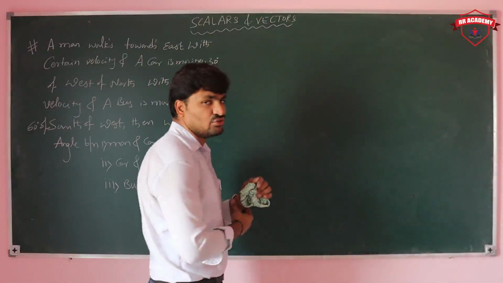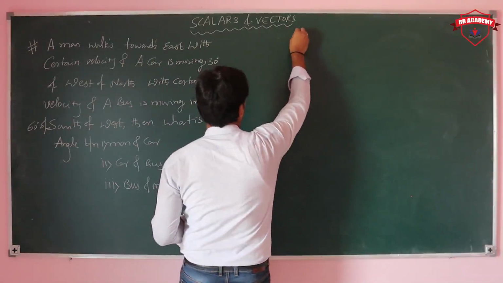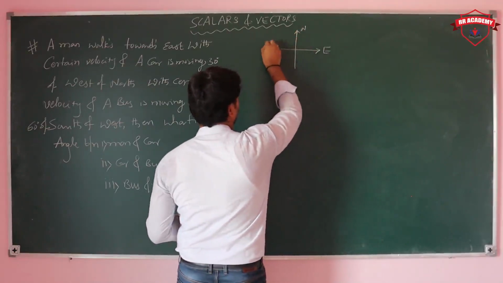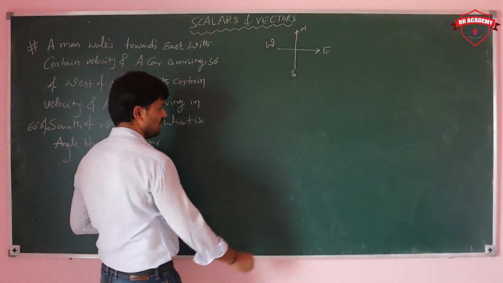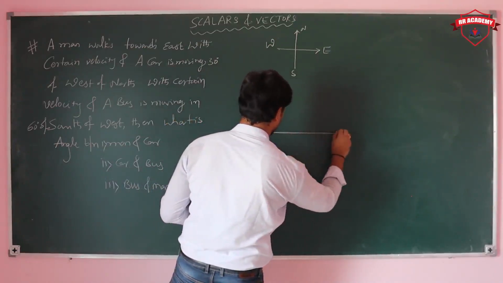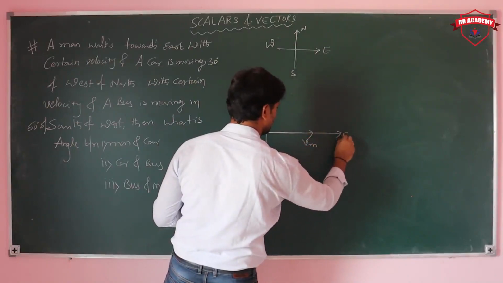First of all, we will try to give the directions. So generally we are taking north, east, west and south. Based on that, I am going to give the diagram. Here, first thing, the man is moving with a particular velocity towards east, like this.